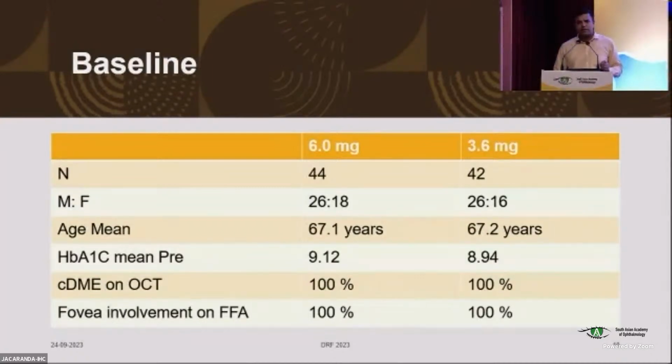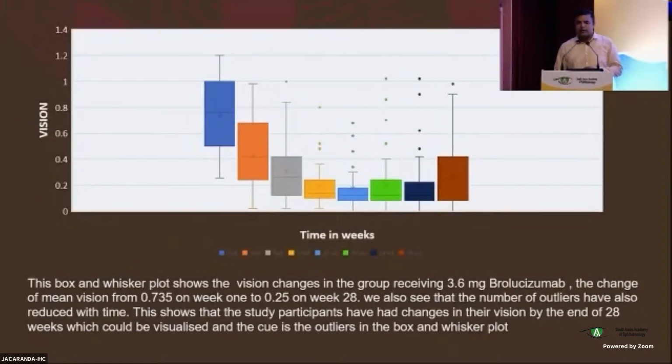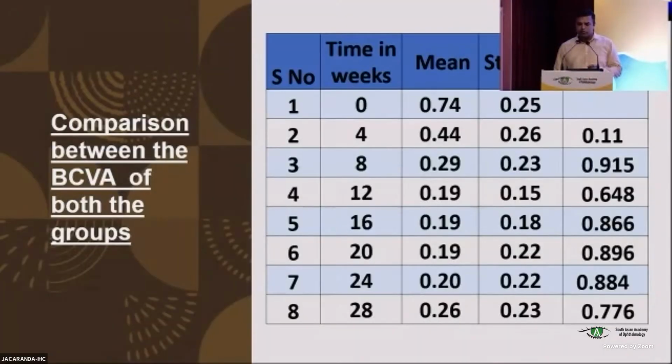And coming to the metabolic profile, the patients had similar hemoglobin A1C values to start with. This is our box and whisker plot of 6 milligram subgroup, where we realized that starting from 0 week till the time the patient reaches 28 week, there is a gradual improvement in best corrected visual acuity. And a similar plot was achieved in the 3.6 milligram subgroup also.